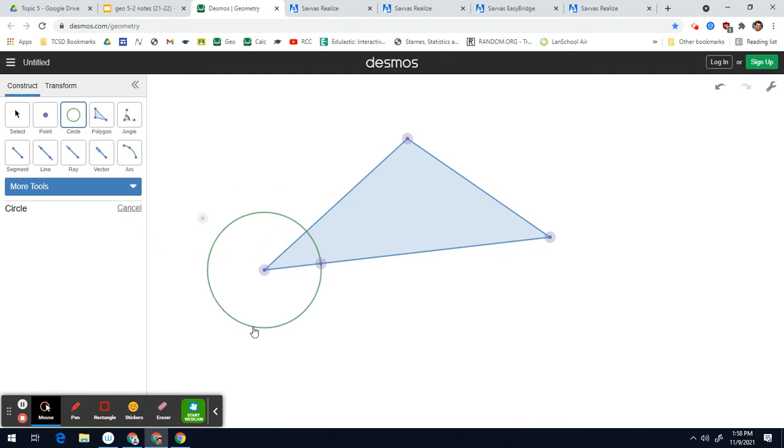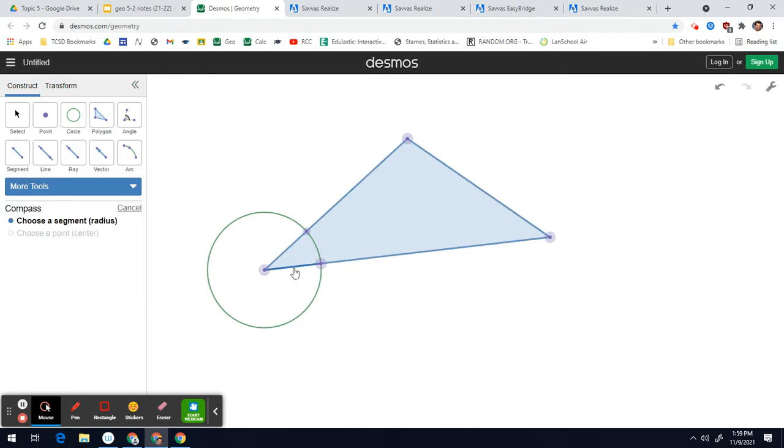Now, we're going to use this as our compass. So I need to create a segment right here. All right. And I need to mark this point here. Now, unlike Delta Math, you cannot draw pencil arcs. So we have to mark these points. So now we're going to use more tools, the compass.